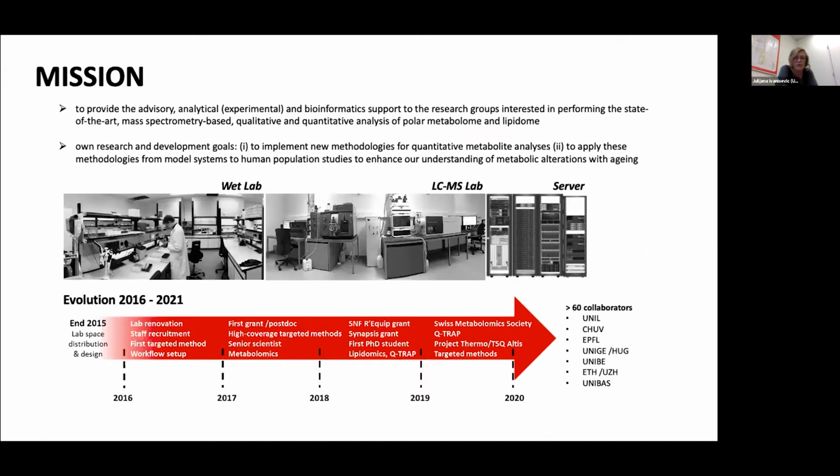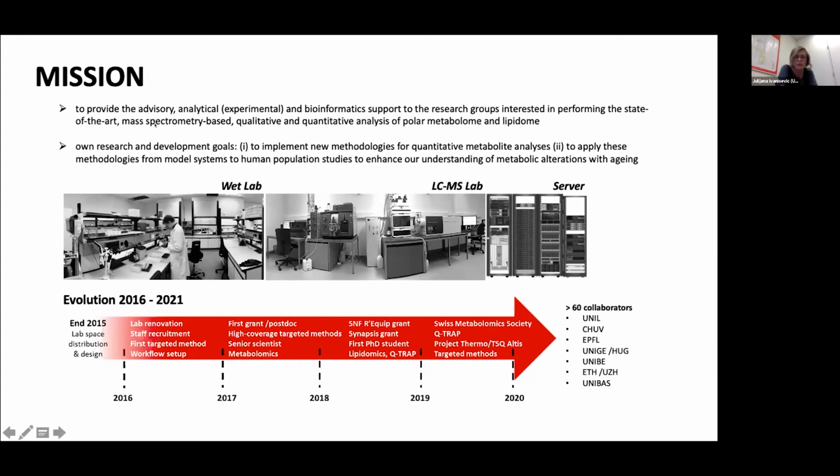Our platform was created back in 2016, so we are a very recent facility, with the aim to provide advisory, analytical, experimental, and bioinformatics support to research groups interested in performing state-of-the-art mass spectrometry-based qualitative and quantitative analysis of the polar metabolome and lipidome, basically the small molecule complement of cellular metabolism.